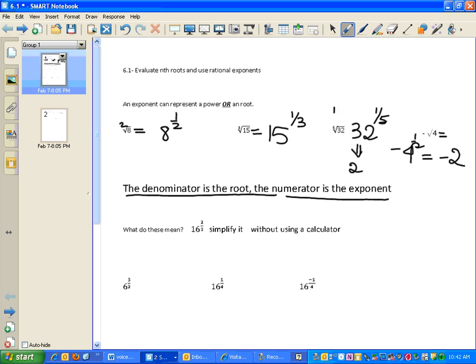Because if it's the 5th root, then it's the 1/5 power. Just like if it's the cubic root, it's to the 1/3 power. And if it's the square root, then it's the 1/2 power. Okay, so our roots are our exponents as a fraction. Okay?